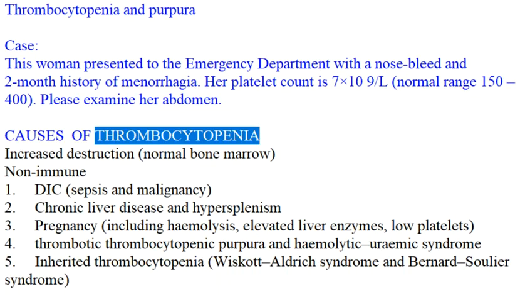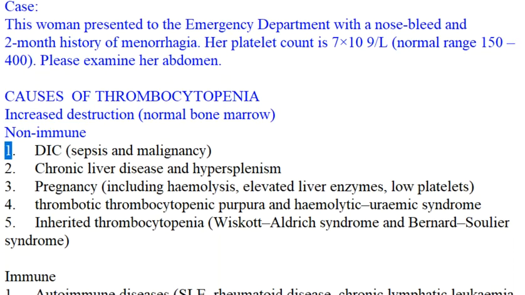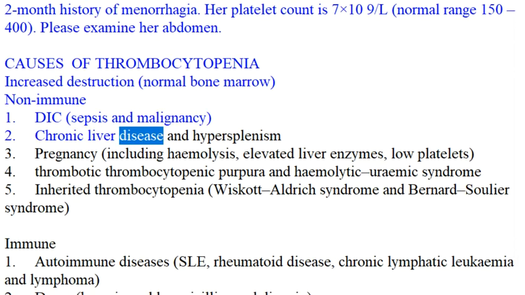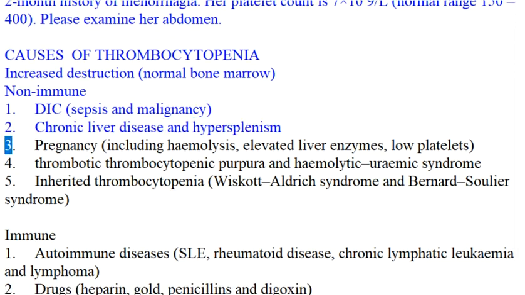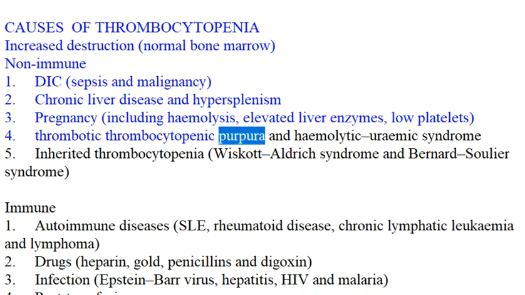Causes of thrombocytopenia. Increased destruction, normal bone marrow. Non-immune: 1. DIC, sepsis and malignancy. 2. Chronic liver disease and hypersplenism. 3. Pregnancy, including hemolysis, elevated liver enzymes, low platelets. 4. Thrombotic thrombocytopenic purpura and hemolytic uremic syndrome.